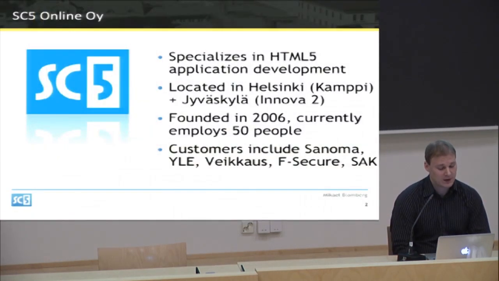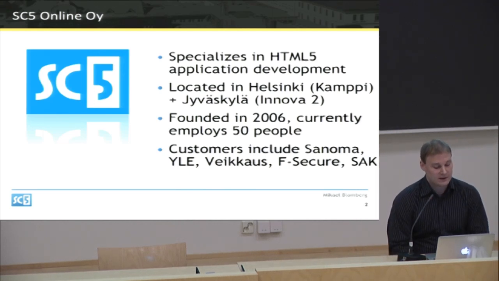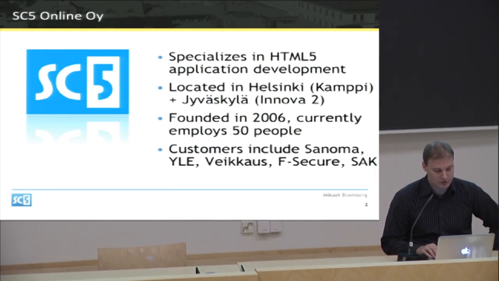I worked for a company called SC5. It was founded in 2006, and at the moment we have around 50 people working there. We have two offices, one here in Jyväskylä, in Innova 2, a building somewhere over there, and then in Kamppi we have the main office. We have some big clients that are listed, and we're specialized in HTML5 application development. And that is one of the topics for today.